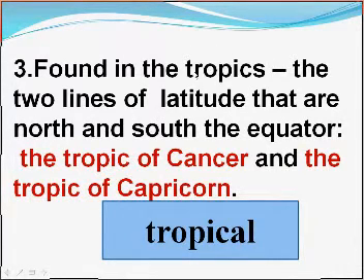What are the tropics? The tropics are the two lines of latitude that are north and south of the equator. We have two tropics normally, the Tropic of Cancer and the Tropic of Capricorn. So, the word tropical is an adjective describing anything that's found in these areas.